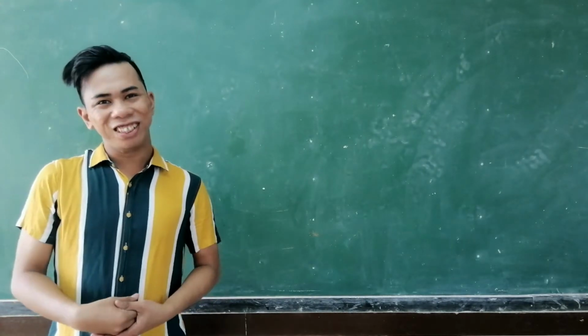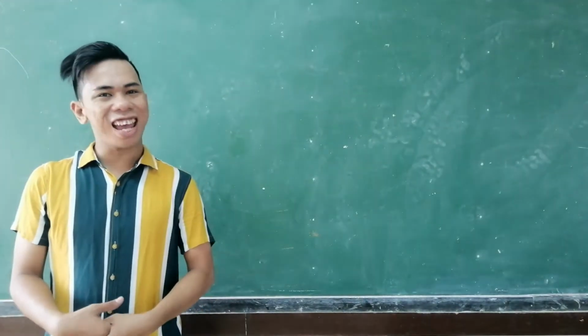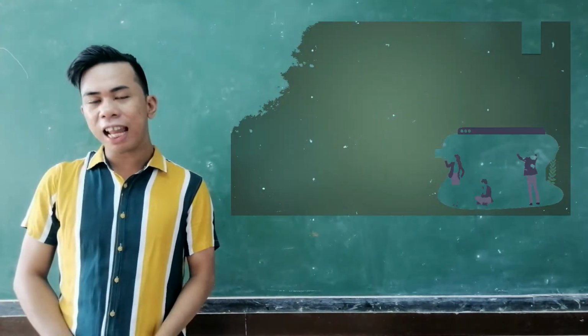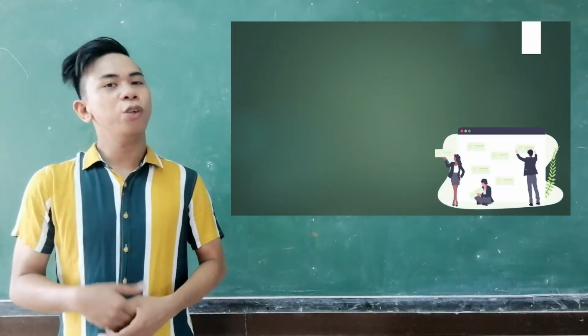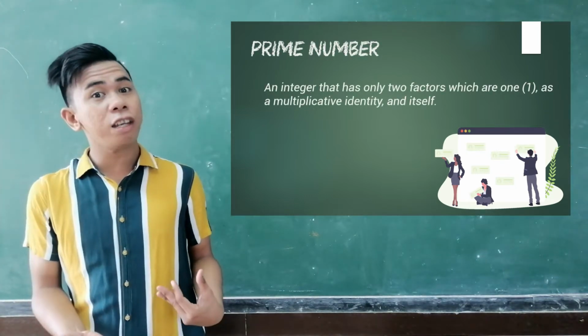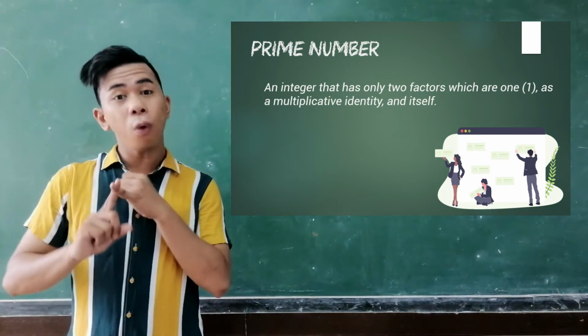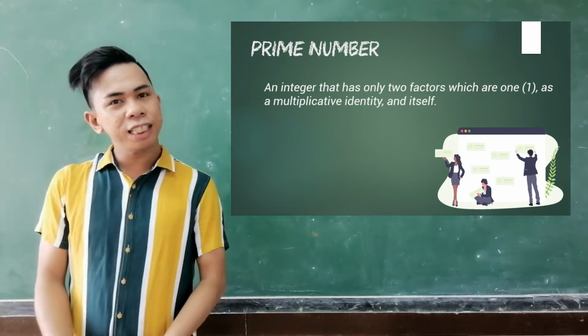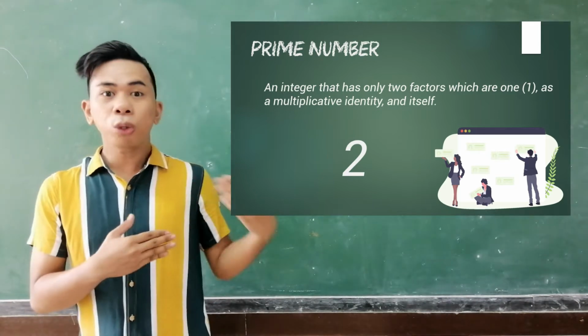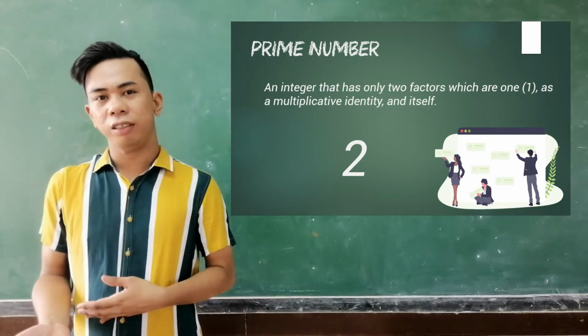All of your answers and guesses are correct. So, what is really a prime number and a composite number, and how do they differ from each other? A prime number is an integer whose only factors are 1 and itself. Let's take for example 2. 2 has only 2 factors, 2 itself and 1.